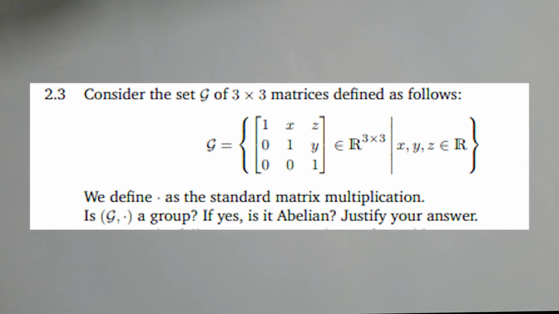All right, let's start with the problem for the night. As usual, I'll read it. Consider the set G of 3 by 3 matrices defined as follows. We define dot as the standard matrix multiplication. The question asks, is the set G with the operation dot a group? If yes, is it abelian?